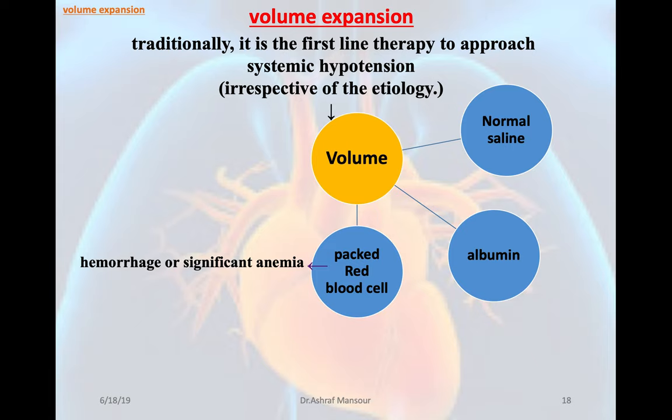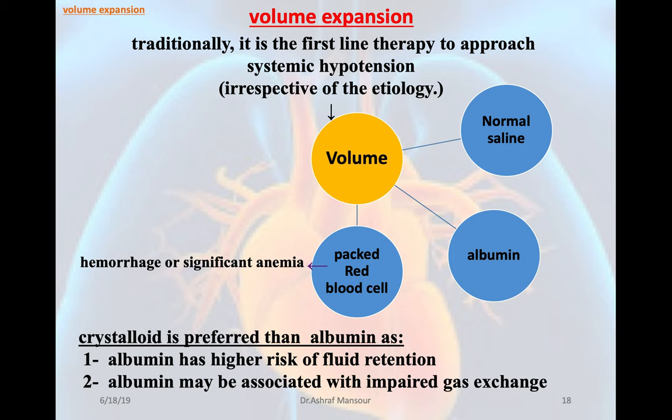And you have to consider that normal saline is better than albumin, because albumin will affect the pulmonary function. And albumin has a higher risk of fluid retention, and as we said, it will impair the gas exchange. So use the volume, especially if there is hypovolemia related to the shock, and use packed red blood cells specifically if you have significant anemia or hemorrhage. Try to avoid albumin.